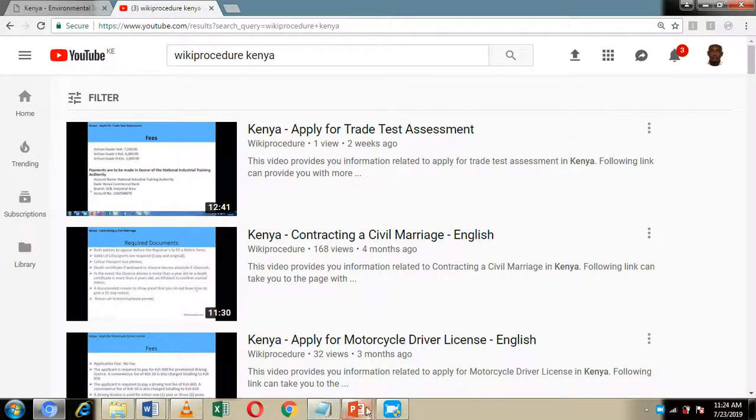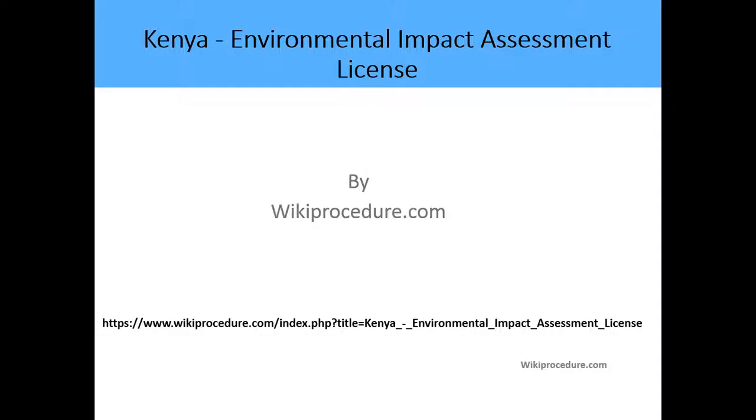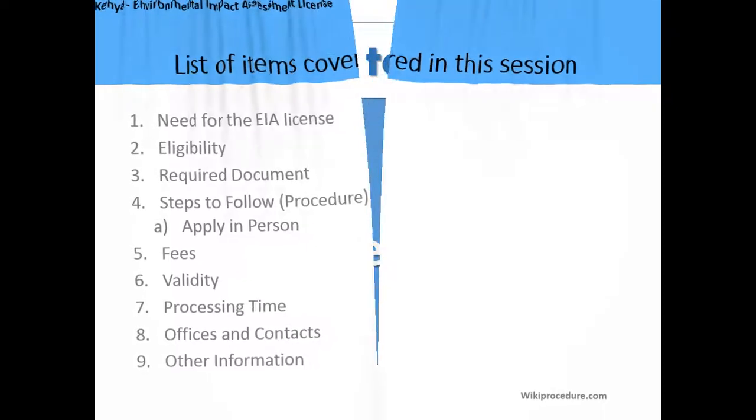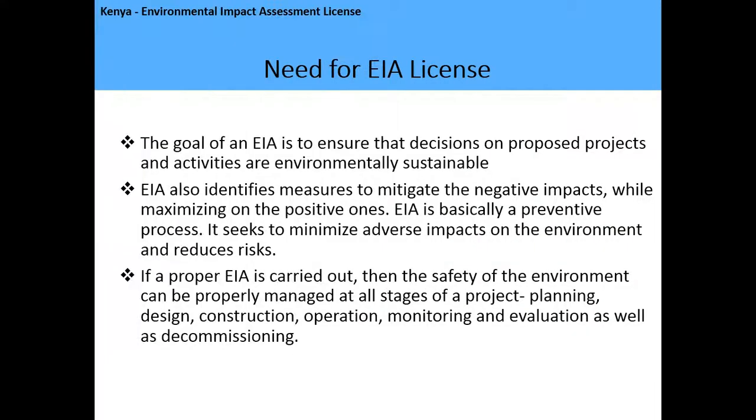So let's get back to our presentation, and the list of items which we are going to cover in this session include the need for the environmental impact assessment license, the eligibility criteria, required documents, steps to follow while making the application, fees, validity period, processing time, office location and contact information, and any other information that we may find relevant on how to apply for the environmental impact assessment license in Kenya. So welcome to our presentation today, which is brought to you by wikiprocedure.com.